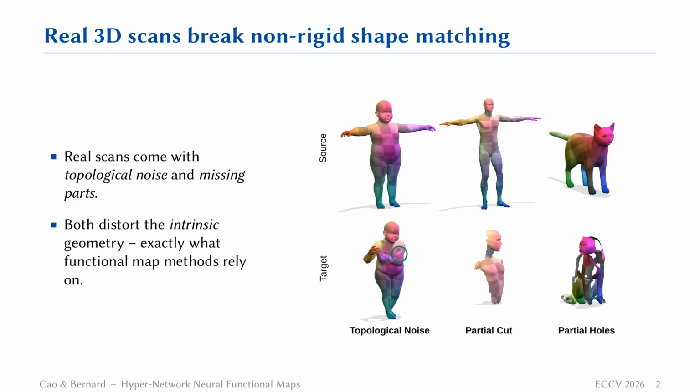Real data comes with topological noise, where surfaces that should stay separate fuse together, and with partiality, where large pieces of the shape are simply missing. Both distort the intrinsic geometry of the surface, and intrinsic geometry is exactly what functional map methods are built on.